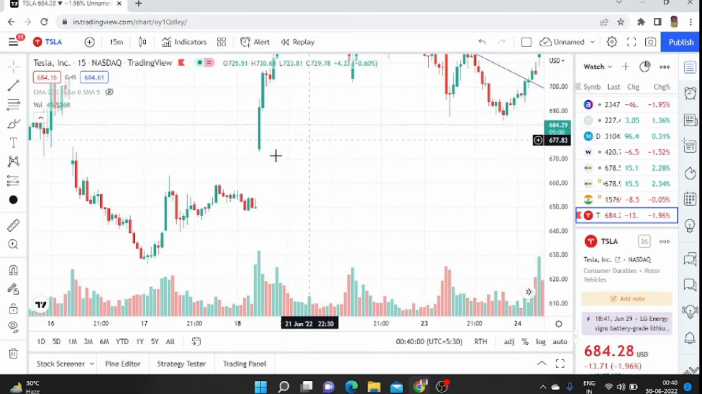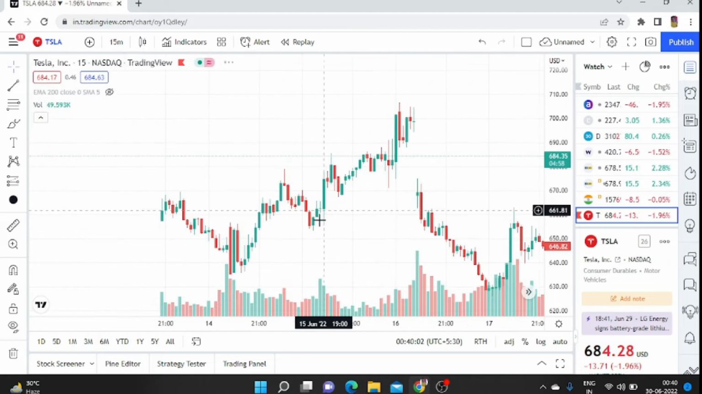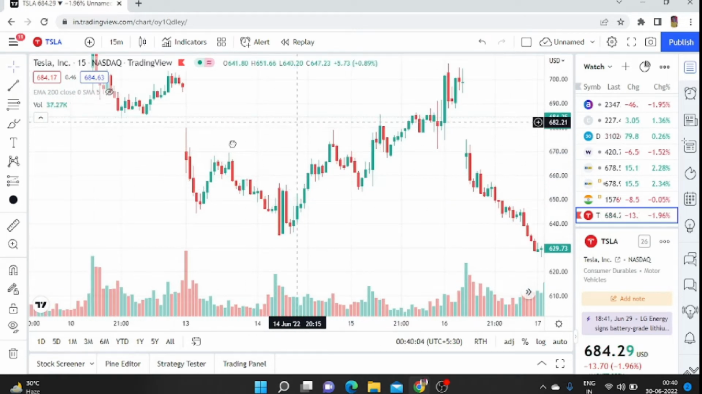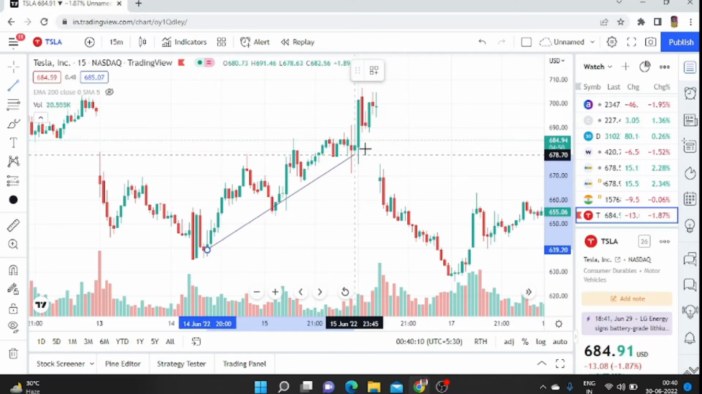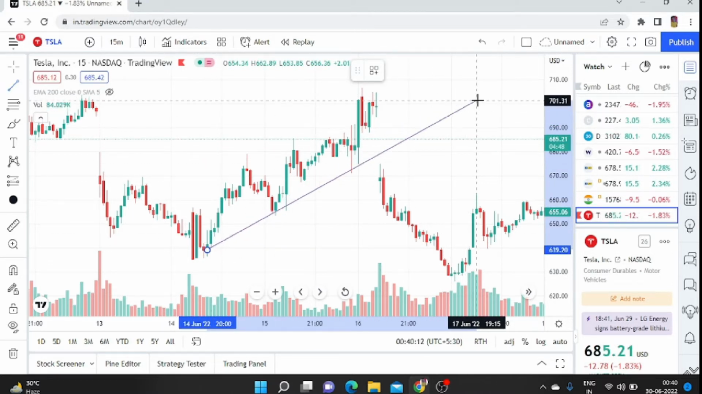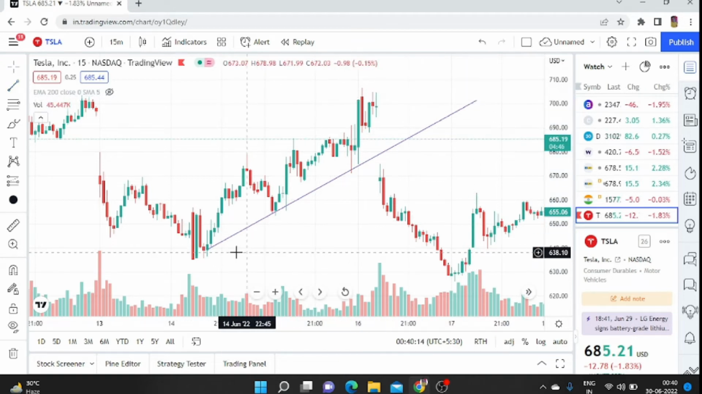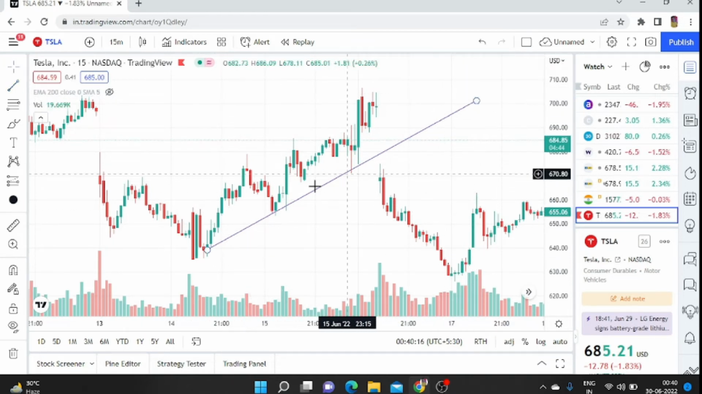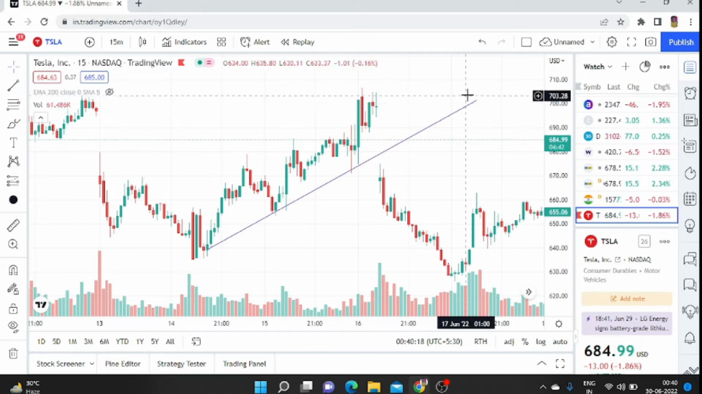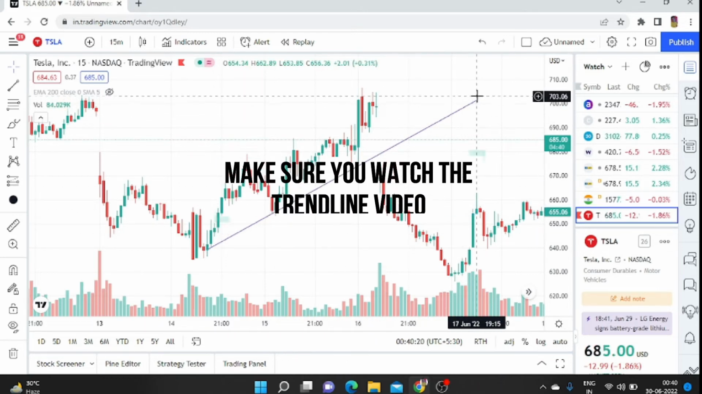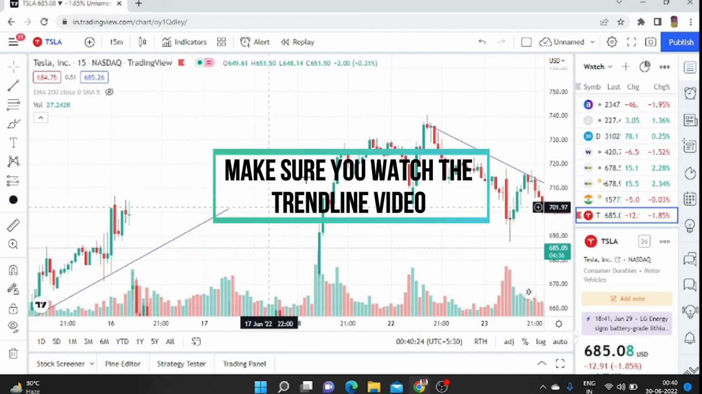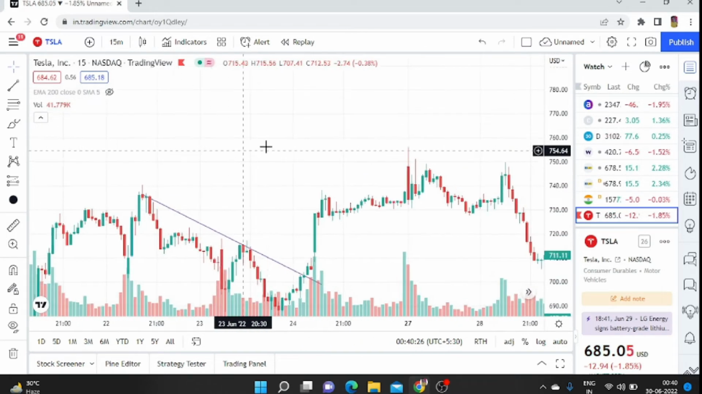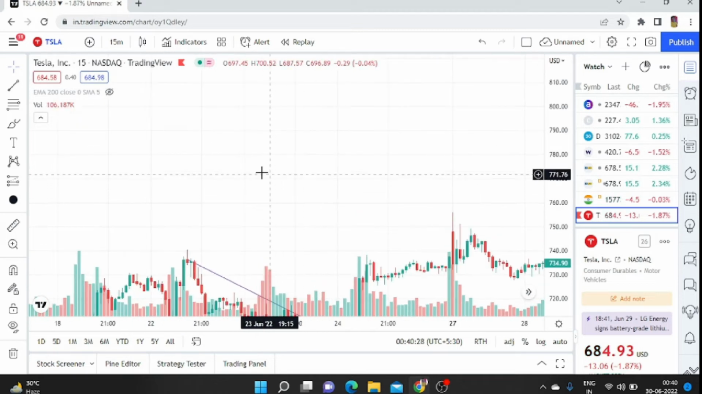Now let me show you an uptrend also. So let me choose the trend line and I will join this part and this part. So this one is indicating an uptrend in the market. This trend line helps us to know in which trend the market is in. So now you can understand what is the use of the trend line and how it is used and how we can draw it.